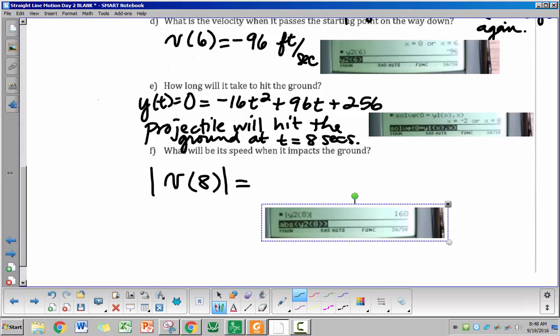It's really cool. Okay, so that would be 160 feet per second. Now with these numbers, I would expect you could probably do this without a calculator. I'm just showing you how to do it with a calculator.